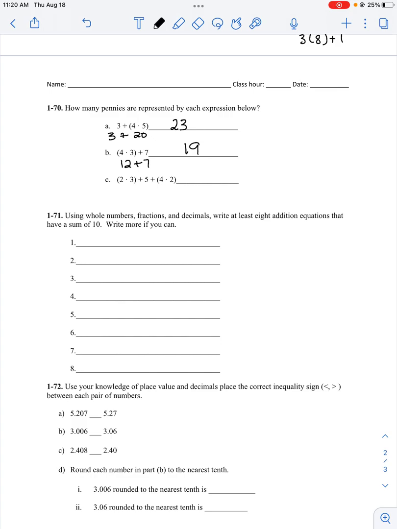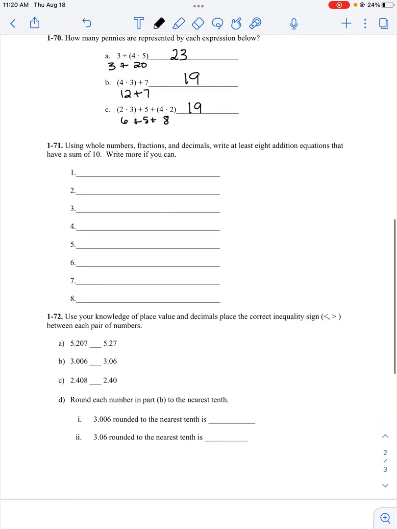Okay, part C, I'm going to look for all multiplication first, or parentheses first. 2 times 3 is 6. And then I have parentheses over here with 4 times 2, which is 8. And then I can add them all together. 6 plus 5 is 11, plus 8 is 19.